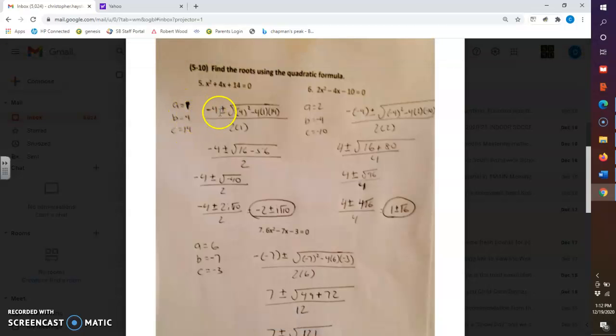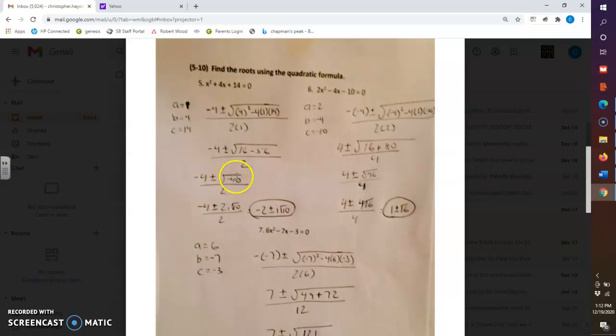It's negative 4 plus or minus the square root of 4 squared minus 4 times 1 times 14 over 2 times 1. I'm literally just plugging the A, B, and C in with their signs. Negative 4 plus or minus root 16 minus 56 over 2. Negative 4 plus or minus root negative 40 over 2.